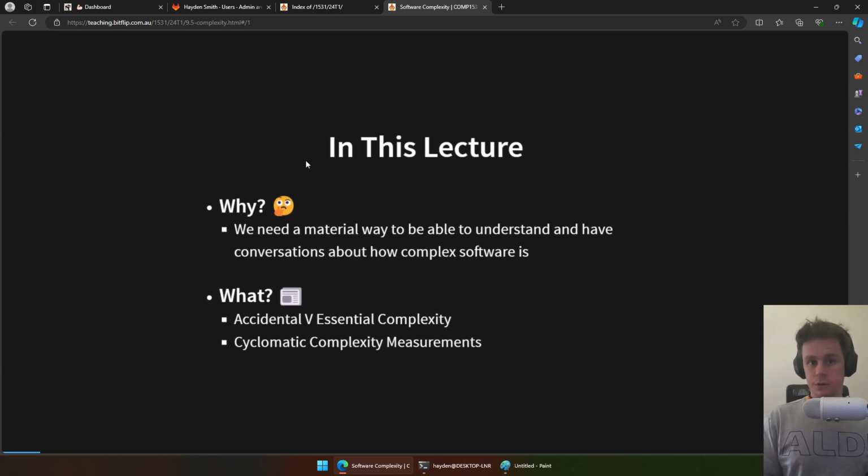Firstly, why we're talking about this is we need a material way to be able to understand and have conversations about how complex software is. It's interesting when you think about it, right? Like if you say to someone, oh, yeah, your software is complex, they go, okay, yeah, sure. And then you go, how complex is it? And they're like, I don't know, kinda, super. Like, how do you talk about it?